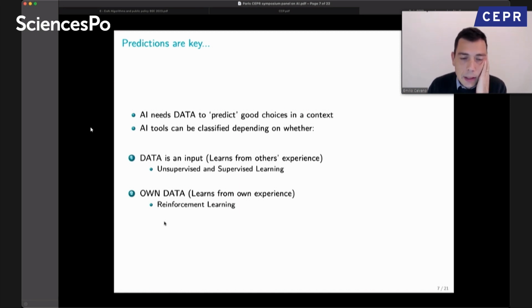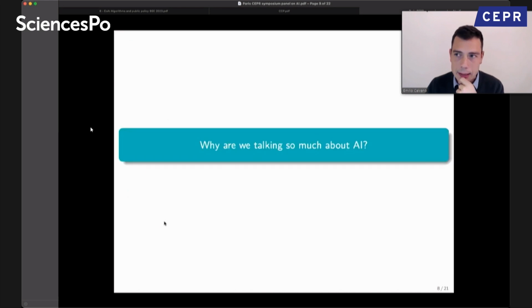And these are slightly more sophisticated in the sense that they do two jobs at once. On the one hand, they have to distill some policy, or some knowledge, from some data, but at the same time they also have to generate these data in some efficient way. Now, why are we talking so much about AI these days?